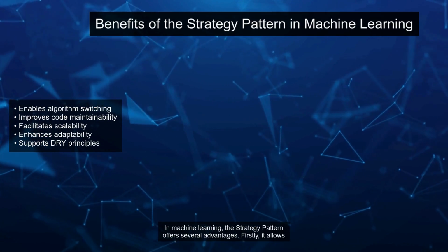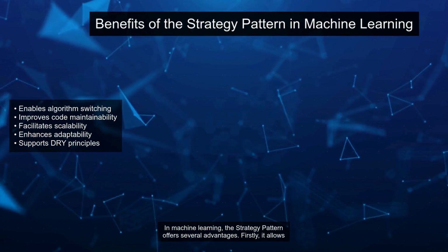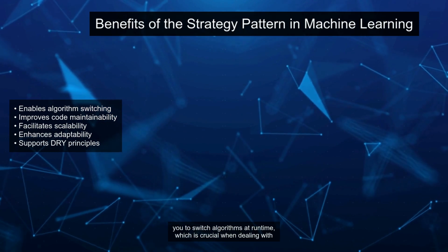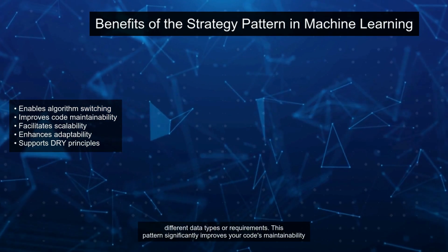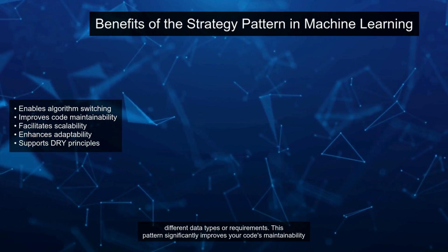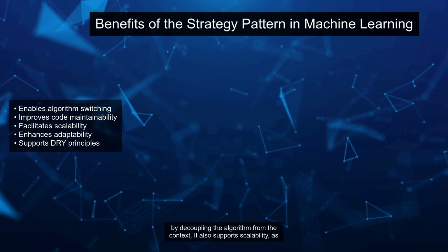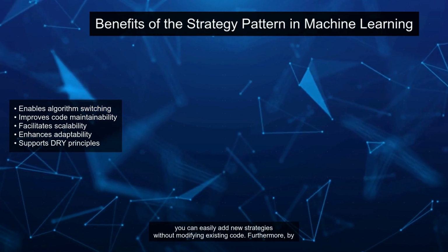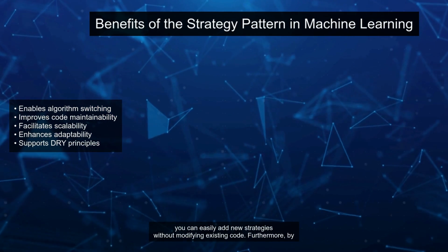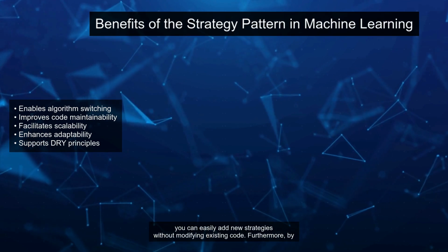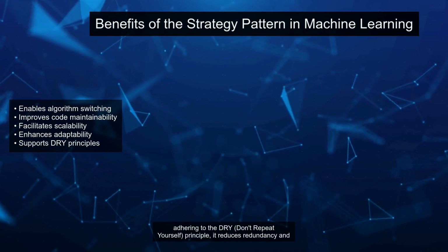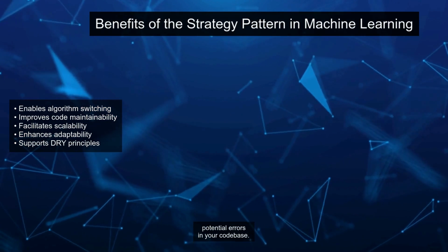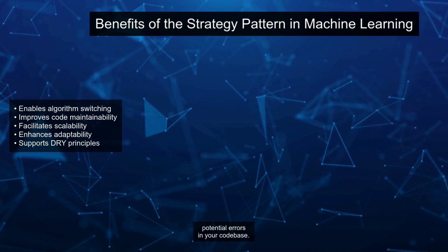In machine learning, the strategy pattern offers several advantages. Firstly, it allows you to switch algorithms at runtime, which is crucial when dealing with different data types or requirements. This pattern significantly improves your code's maintainability by decoupling the algorithm from the context. It also supports scalability, as you can easily add new strategies without modifying existing code. Furthermore, by adhering to the don't repeat yourself principle, it reduces redundancy and potential errors in your codebase.